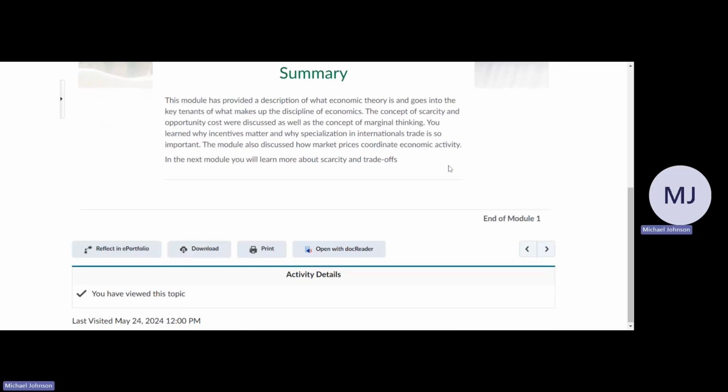So yeah, this module goes through a lot of the introduction, a lot of the terms that you'll have to use in the course.